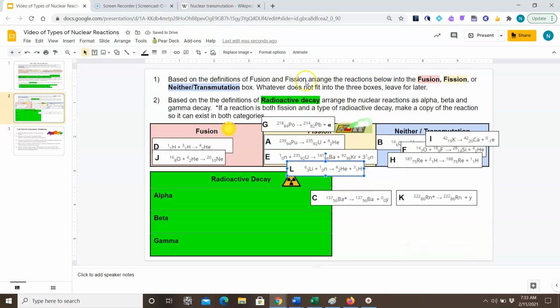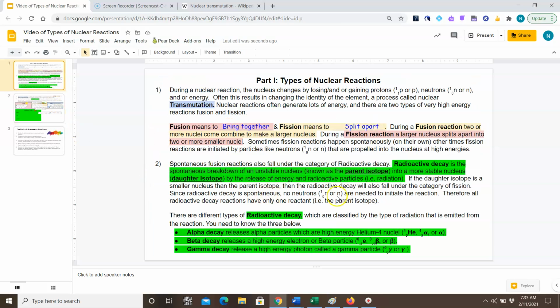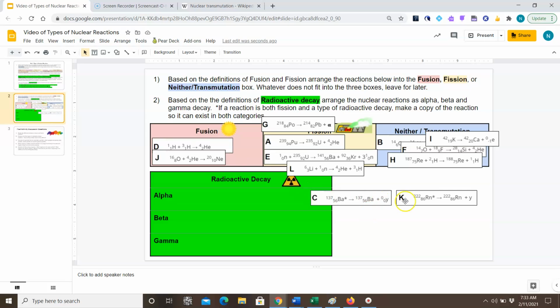All right, so what we've done so far is we have sorted them by fusion, fission, transmutation, or we have this sort of extra box for later. Now what we're going to do in the next video is talk about radioactive decay, because what we'll do next is we'll sort the rest that we have left, and we'll also sort some of the ones that are in fission and transmutation into the radioactive decay.